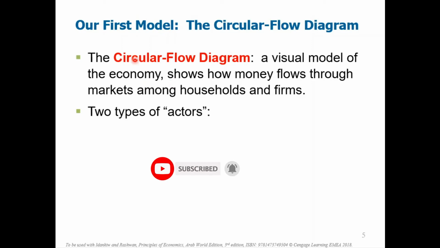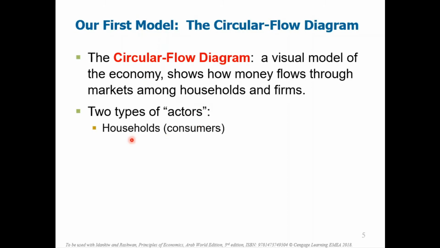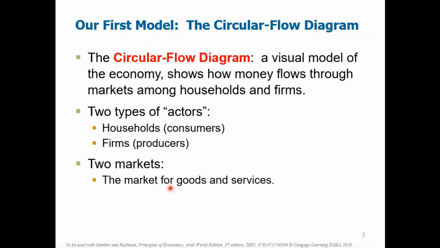Basically, in the circular flow diagram, we have two actors or two players in the economy. We have the households, usually we call them people or consumers, and we have firms. They are the producers who produce goods and services. Also, we have two markets here. We have the market for goods and services, and we have the market for factors of production.